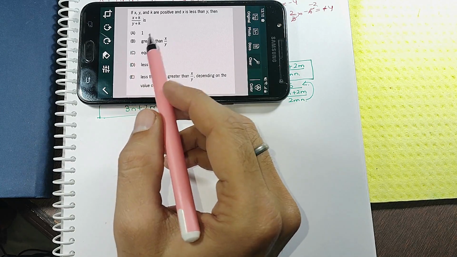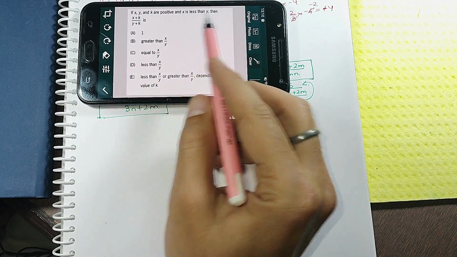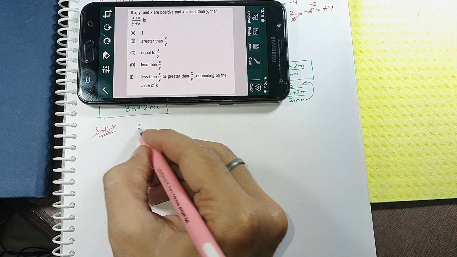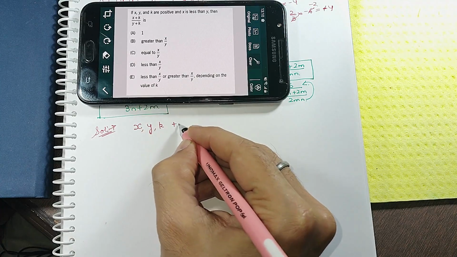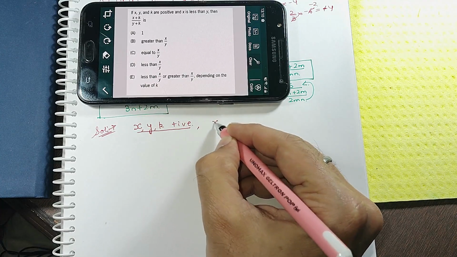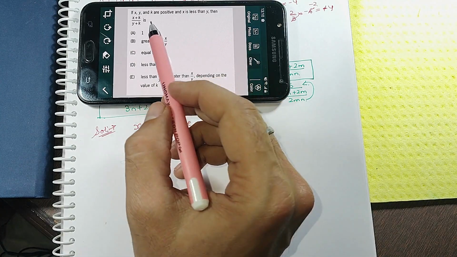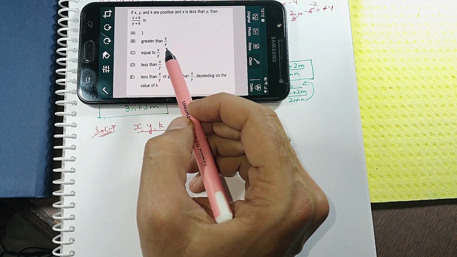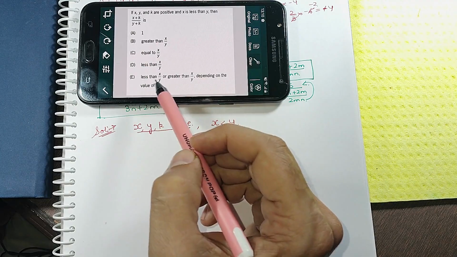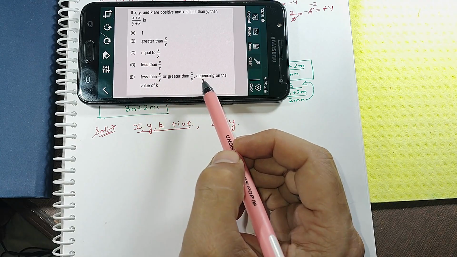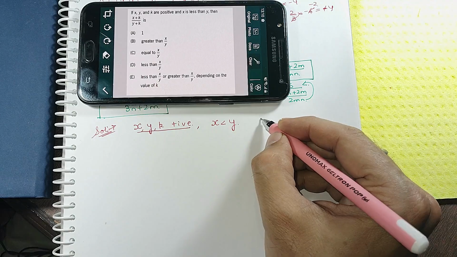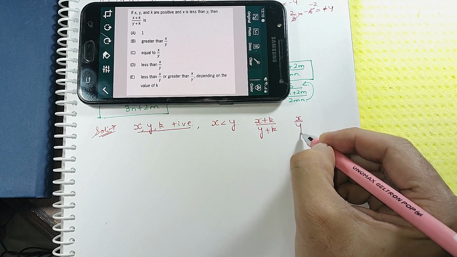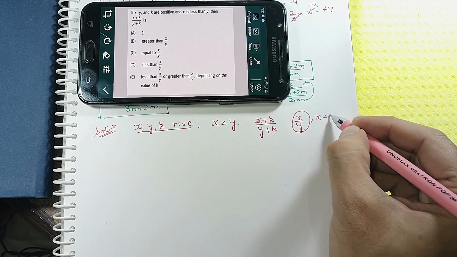If x, y and k are positive and x is less than y, then x plus k divided by y plus k is... We have been given that x, y and k are positive. First is this condition, and second we have been given that x is less than y. Now the question asks us what is the value of x plus k upon y plus k: is it greater than x by y, equal to x upon y, less than x upon y, or greater than or less than x upon y depending on the value of k. So basically we have to make a comparison between the value of x plus k upon y plus k and the original fraction, which is x by y, provided x is less than y.